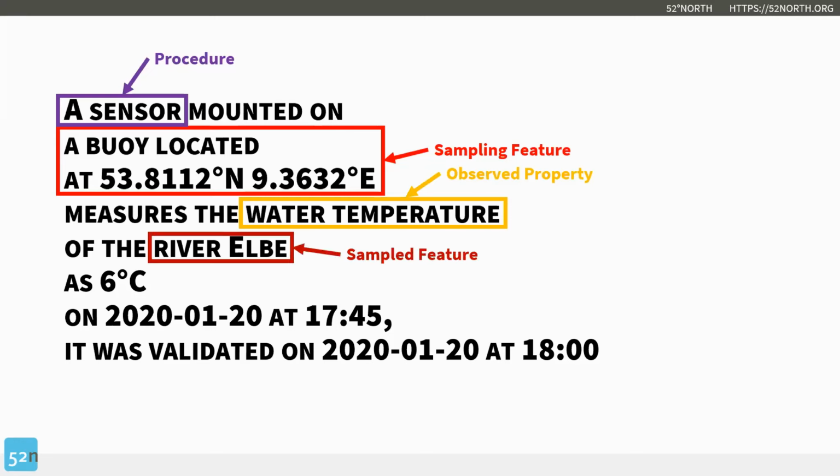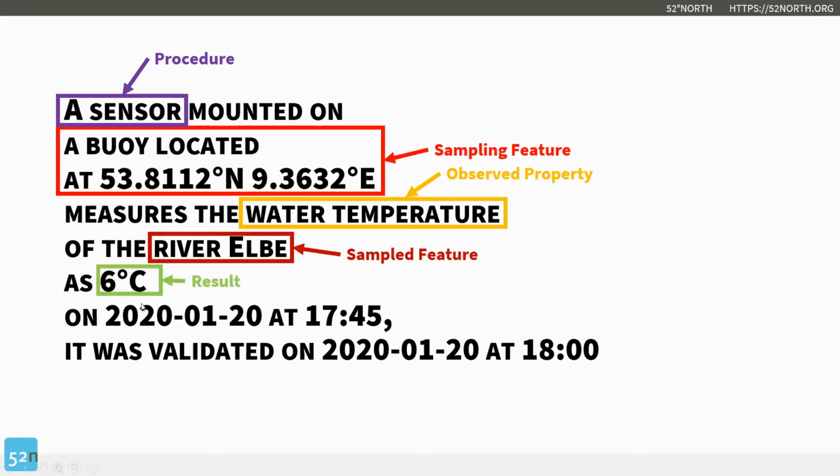Then we can put our measurement in a larger context. Above you have seen the coordinates. However, you may want to put that in a larger context, like the information that the measurement was taken at the River Elbe. So that is some further information that we have here.